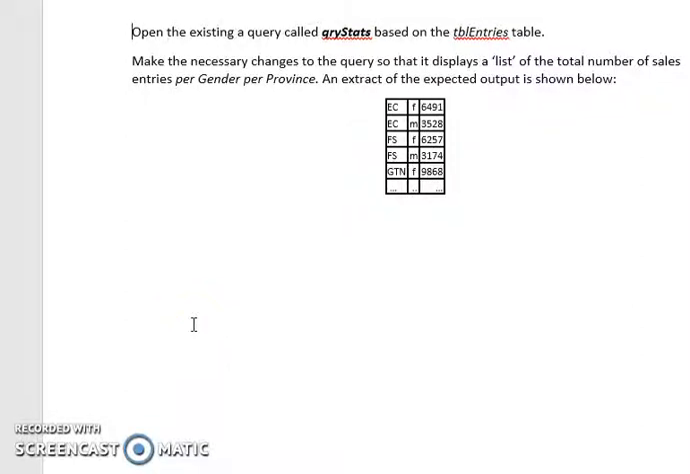Right, our next query is quite a specialized query in that we don't have to enter too many criteria, if any, but it deals with grouping and calculations. Let's have a look to see what I mean. Open the existing query and make the necessary changes so that it outputs the total number of sales per gender, per province, and an extract.